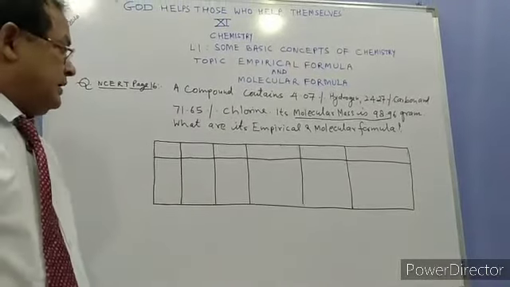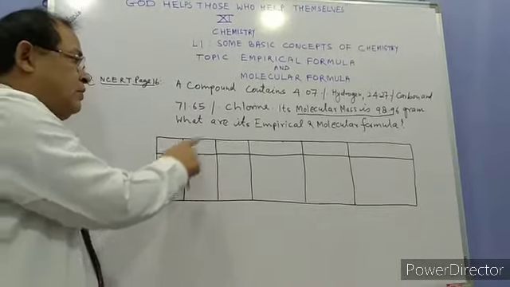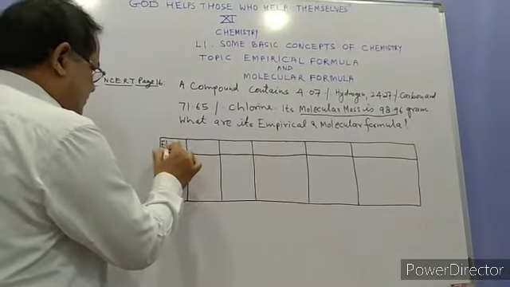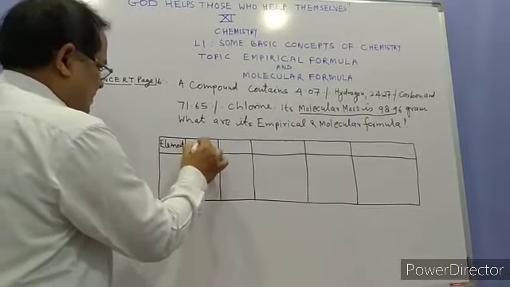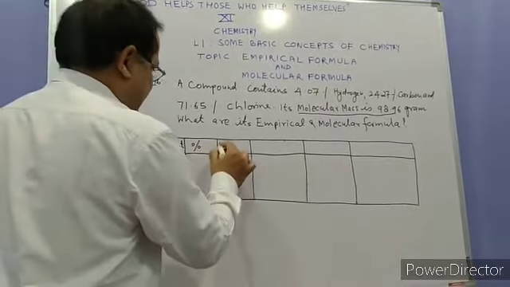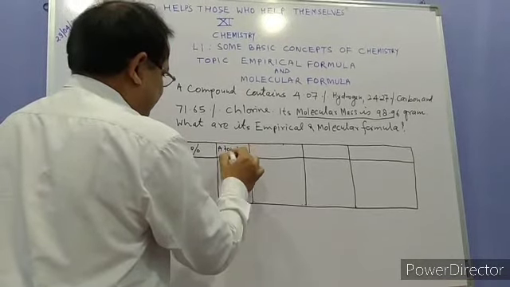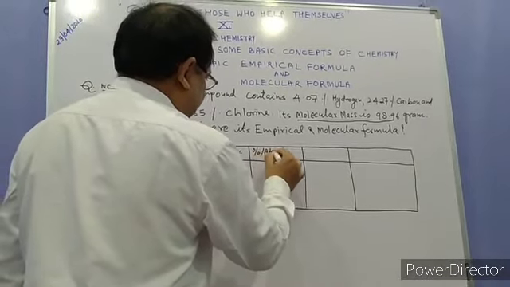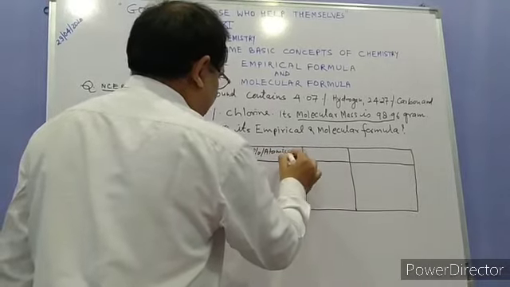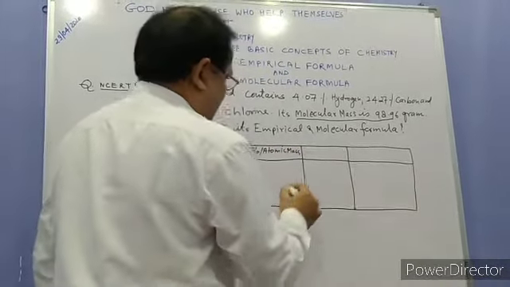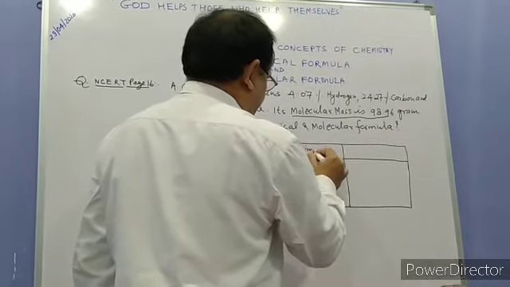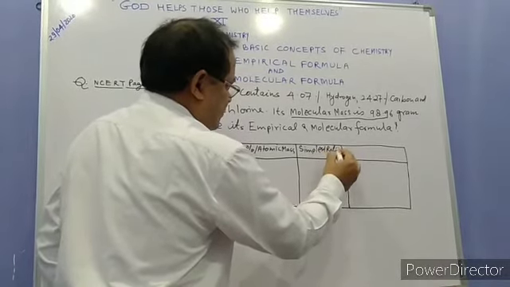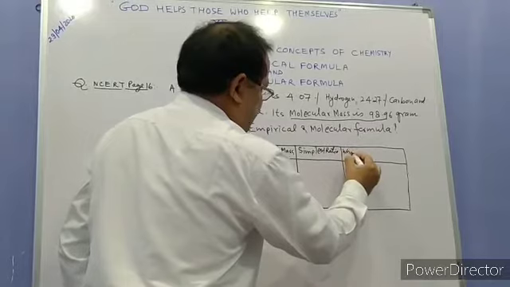First, we have to formulate a table like this to find out the empirical and molecular formula. Columns: element, percentage, atomic mass, percent upon atomic mass, simplest ratio, whole number ratio.